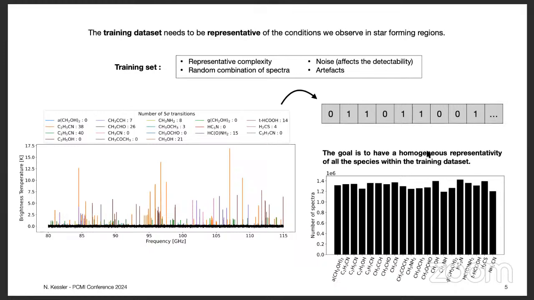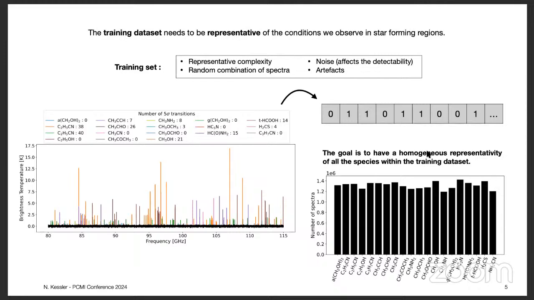Once we have this collection of spectra, we can build our training dataset, and we want it to be representative of the objects we observe. So we try to boost the rich emission, but we avoid inducing bias by doing random combinations. Of course, we add noise that affects the detectability of each species, and we also add artifacts, so the neural network can learn that it doesn't necessarily have to interpret an unknown transition.